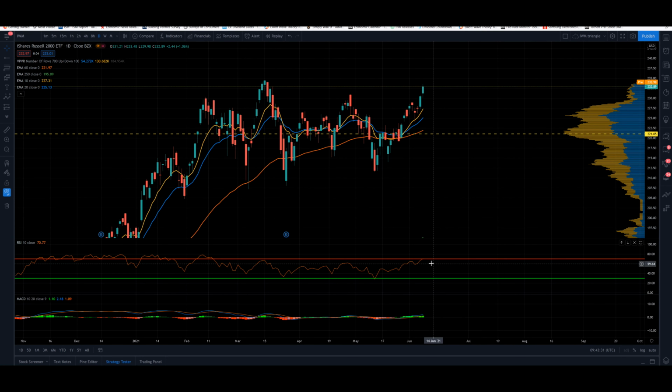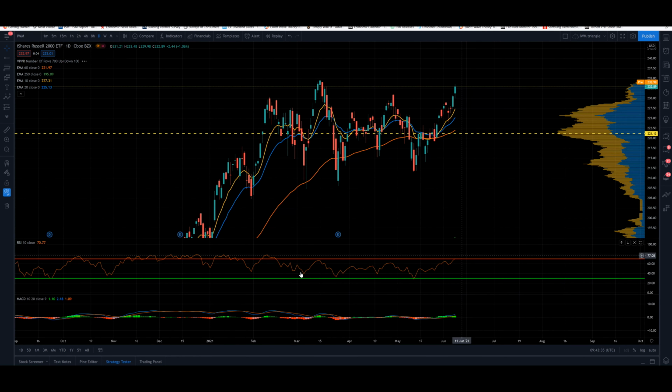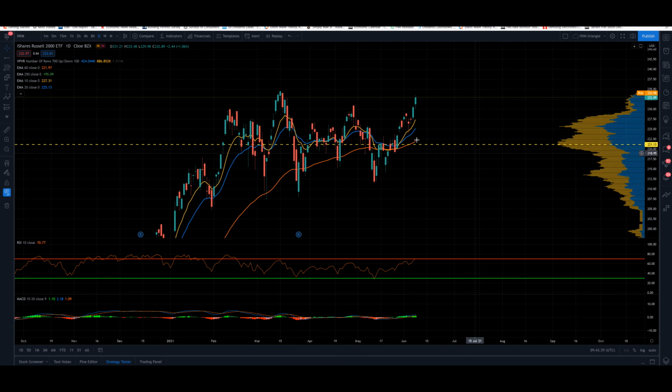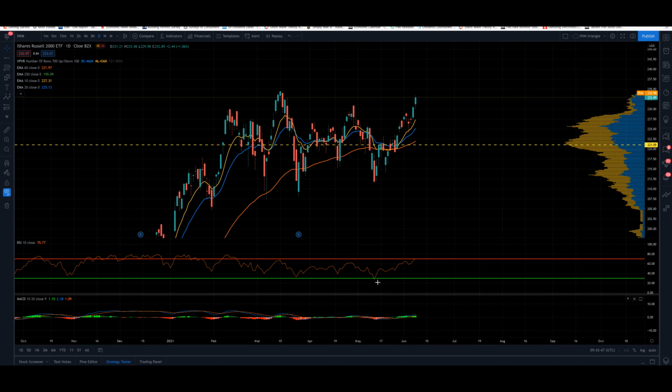RSI heading back towards overbought. Conditions not there yet. I would expect to see us push up into there though. I mean, we might get a temporary retracement, but if we're coming up into a fifth, we have gone from overbought to oversold, so I'd expect to see oversold to overbought again to finish off a fifth.